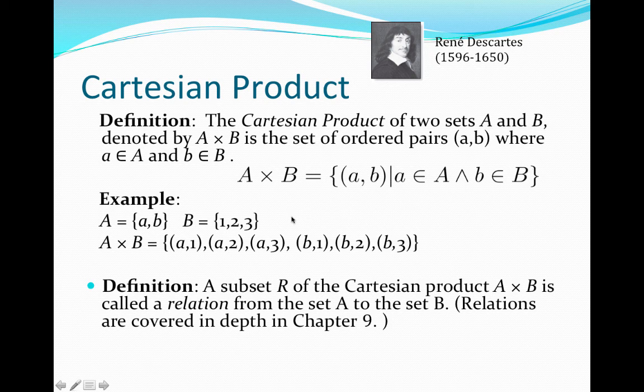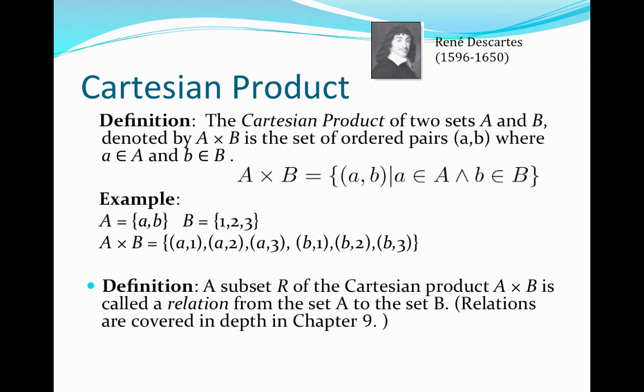Here is an example of the Cartesian product of two sets. We consider the set A consisting of two elements, the small letter a and the small letter b, and capital B to be the set of numbers 1, 2, 3. Then A cross B is the set of ordered pairs where we take each element of A and pair it with each element of B. We begin with small a from capital A and pair it with 1, so (a, 1), and then we pair a with 2, so that's (a, 2), and (a, 3). Similarly for b, we pair b with 1, 2, and 3, and this is the set A cross B, or the Cartesian product of the sets A and B.